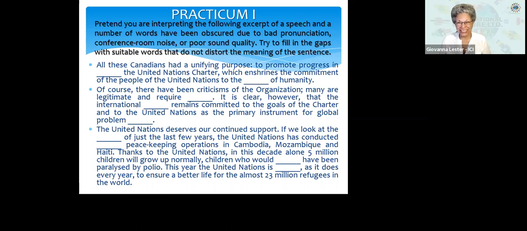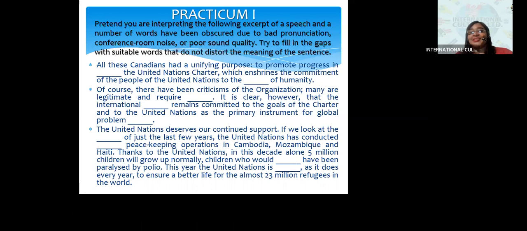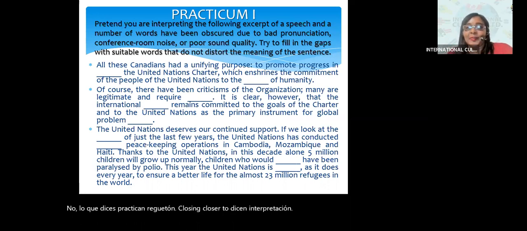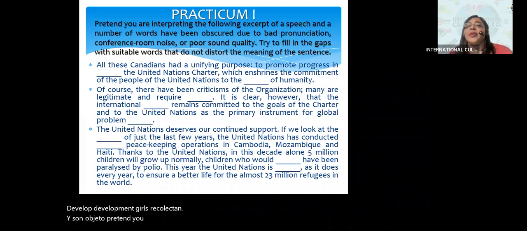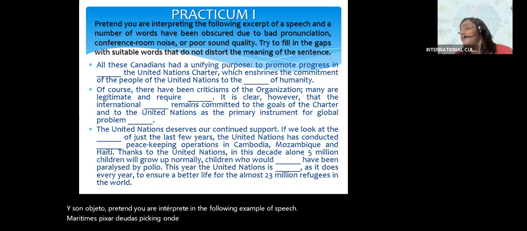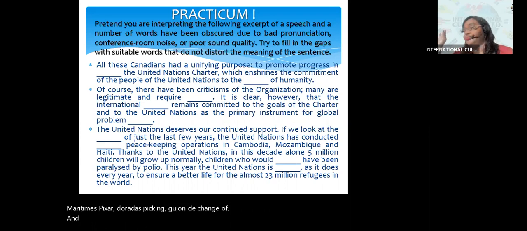Then comes research. Now look at this practicum one. We're getting closer to this interpreting developing skills. We call it developing skills. That's exactly what we call it. So now you're going to pretend you are interpreting the following excerpt of a speech. Many times speakers are speaking and they turn their head off and the word goes through. And then they move the lapel and they cover the mic. A lot of things happen.